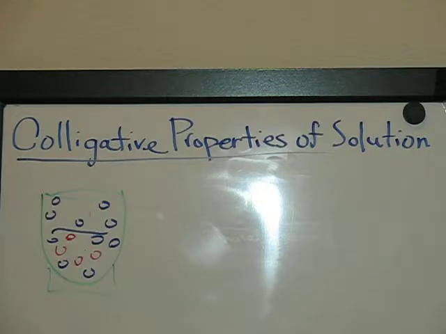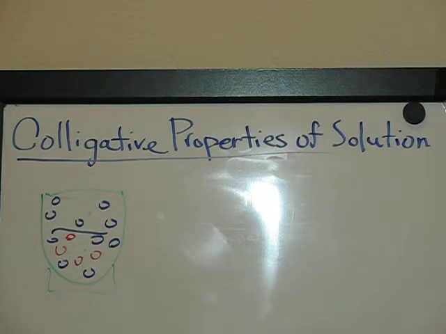A non-volatile solute is a solute that does not have a vapor pressure of its own. If the solute does have a vapor pressure of its own, the vapor pressure of the solution may be greater than the vapor pressure of the solvent. Vapor pressure is a colligative property because it depends on the amount of solutes put in. Other colligative properties are boiling point, freezing point, and osmotic pressure.